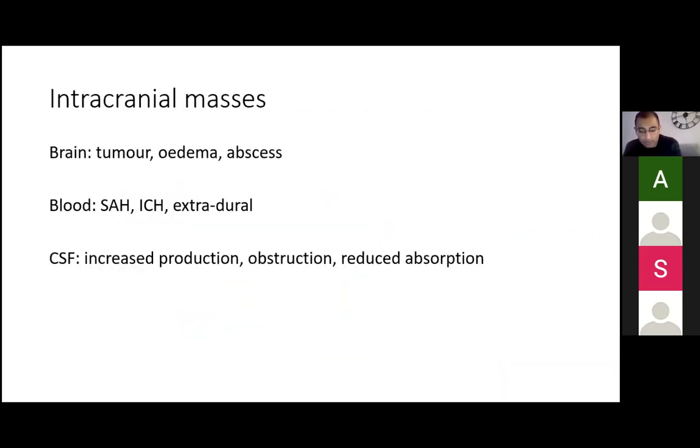So intracranial masses or brain volume could be any of these things. It could be brain, so it could be a tumor, it could be cerebral edema, it could be an abscess, it could be more blood. So they might have had a subarachnoid haemorrhage or intracerebral hematoma or an extradural. It could be a rise in CSF. So this could be down to increased production of CSF or obstruction in the CSF flow, or it could be due to reduced absorption of CSF at the subarachnoid granulations.